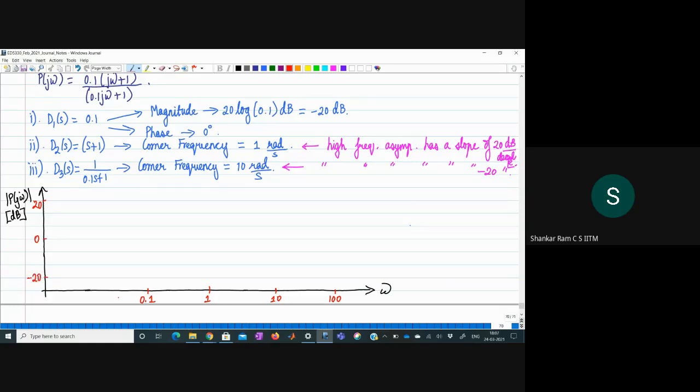Okay, so let's start plotting each factor one by one. First, let's start with 0.1. What is the magnitude of 0.1? It is a constant at minus 20.